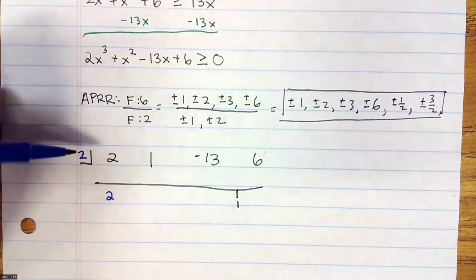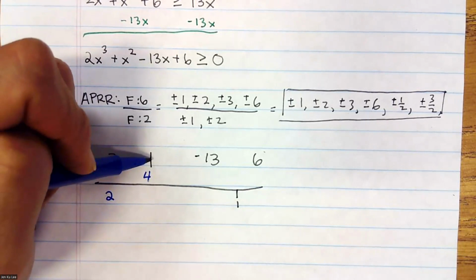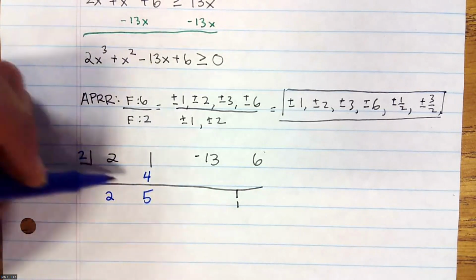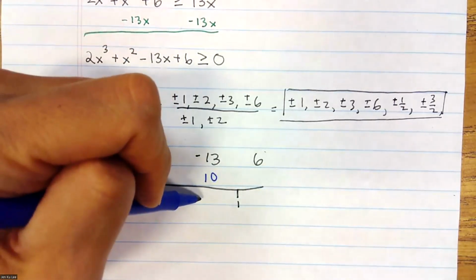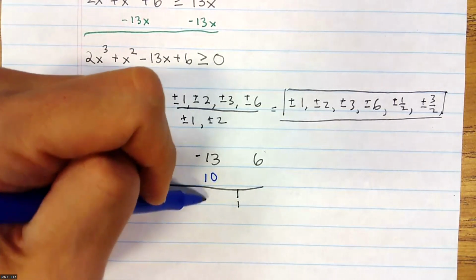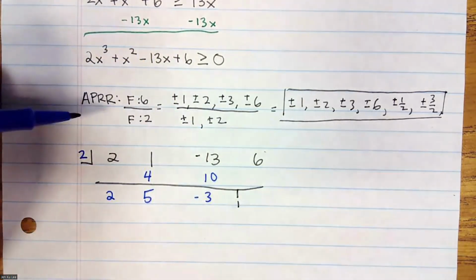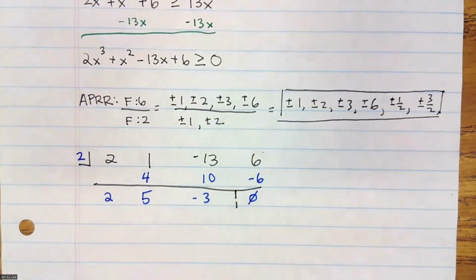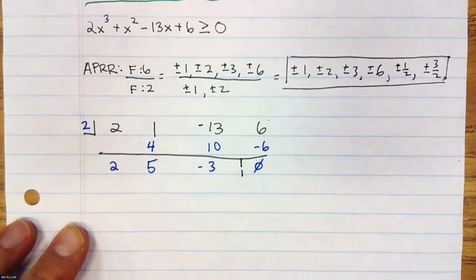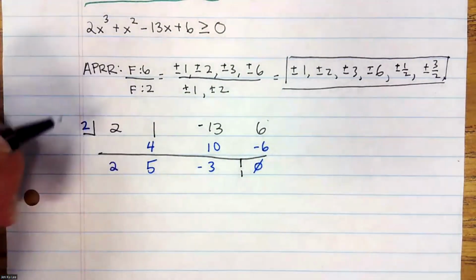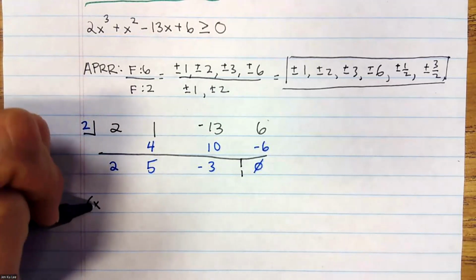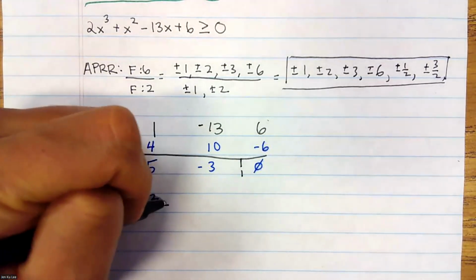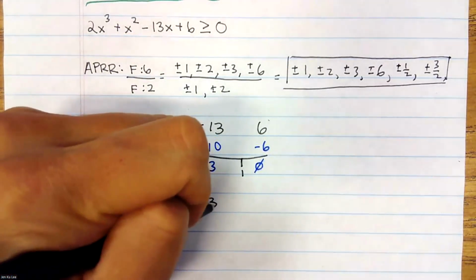So 2 comes down. 2 times 2 is 4. 4 plus 1 is 5. 2 times 5 is 10. Negative 13 plus 10 is negative 3. 2 times negative 3 is negative 6. And then we get a 0, right? So that's one of my zeros. Since 2 is a root, then x minus 2 is the factor. And we have 2x squared plus 5x minus 3.